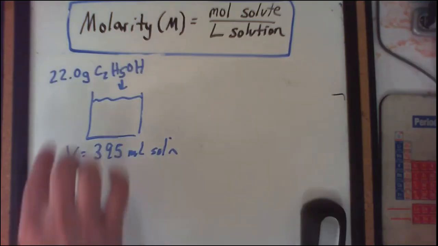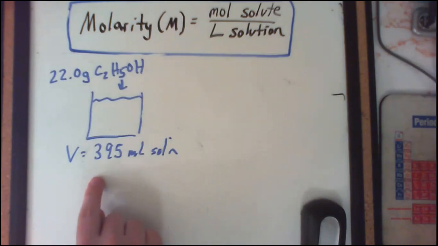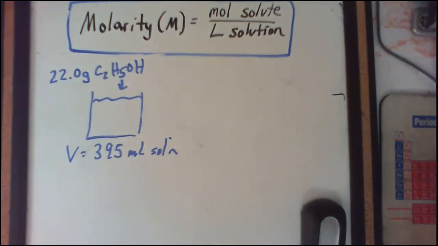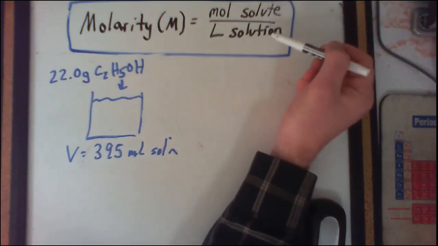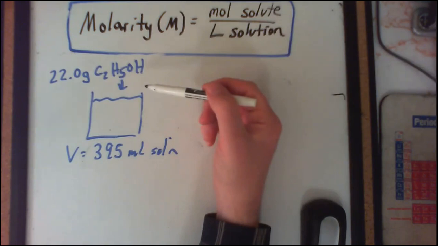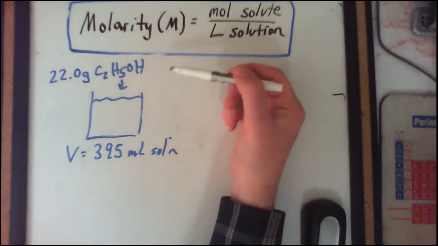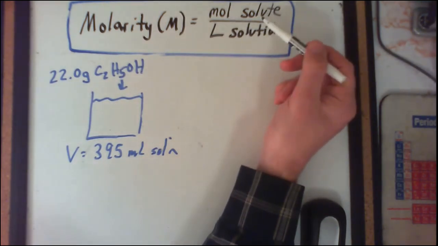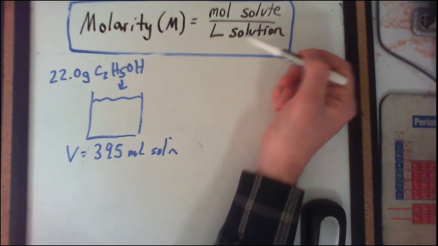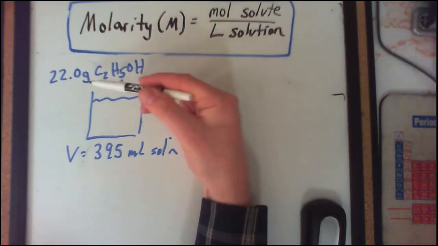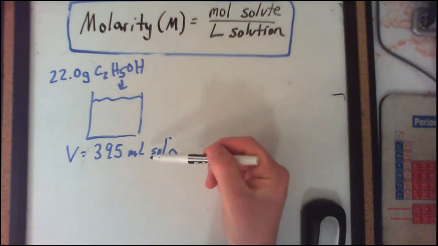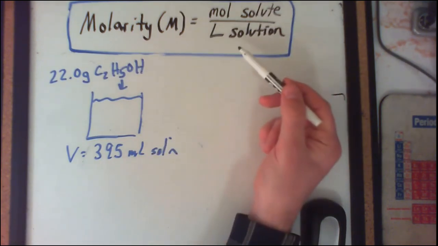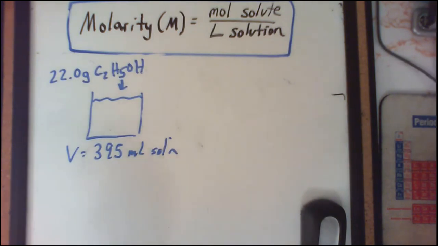This is our picture, 22 grams of ethanol dissolved in a total volume of 395 milliliters. So as always, to find the molarity, we need to know two things. We need to know the moles of solute, and we need to know the liters of solution. And in all the other examples, we were given directly at least one, if not both, of those two numbers. Here, we're not given either one directly. We're given the grams of solute. We need moles of solute. We're given milliliters of solution. We need liters of solution. But we know how to do those conversions.